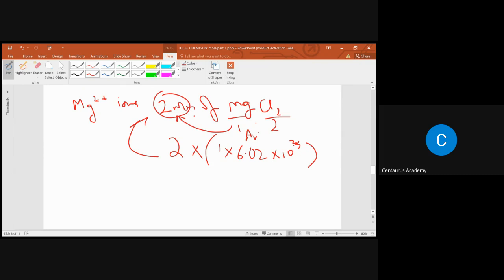Supposing I was asked how many magnesium ions are present in 1 mole of magnesium chloride, I would have simply said it is going to be 6 into 10 to the power of 23, right? But supposing I have to find the chloride ions, then in 1 mole, how many chloride ions are present? The ratio is 2. This means there are 2 chloride ions present in 1 mole. This will become 2 times 6 into 10 to the power of 23 chloride ions. Clear?